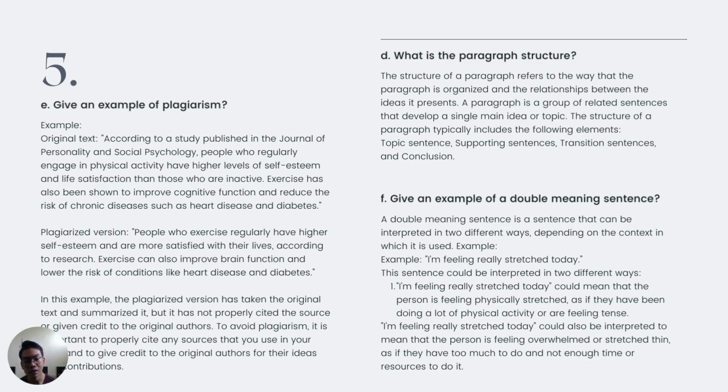The last question of number 5, give an example of a double meaning sentence. A double meaning sentence is a sentence that can be interpreted in two different ways, depending on the context in which it is used. Example: I'm feeling really stretched today. This sentence could be interpreted in two different ways.